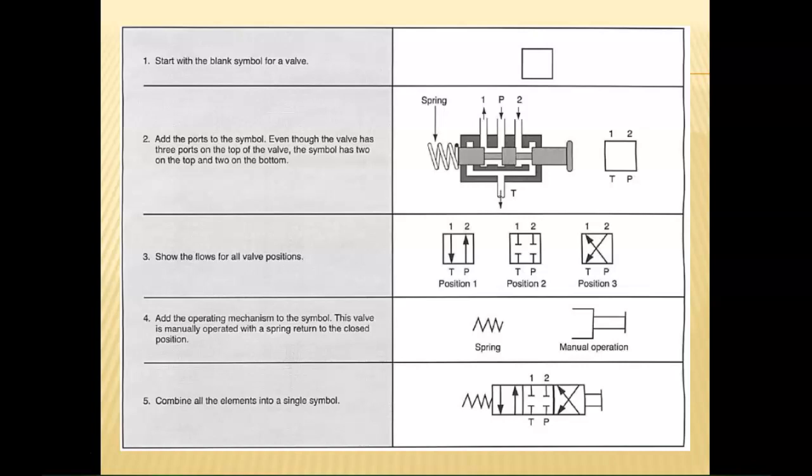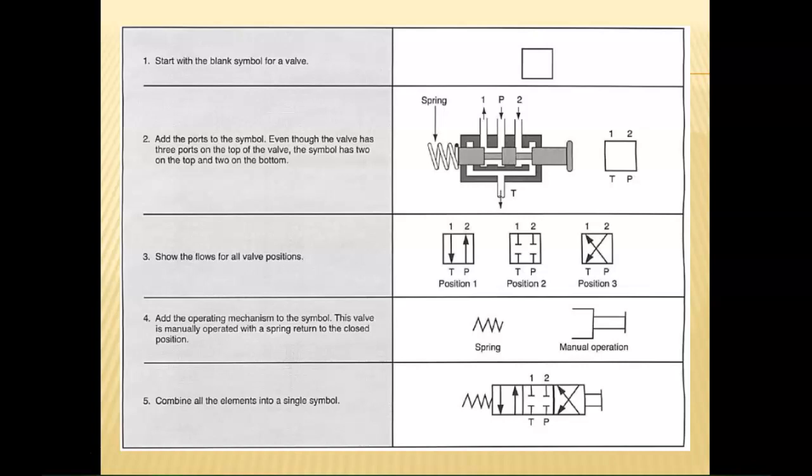So this one in particular has 3 different positions, and it has a spring to push it back into position once you take your hand off it. Okay? Position 1, you have your fluid flowing from 1 to tank, and pressure being put to 2, port 2.